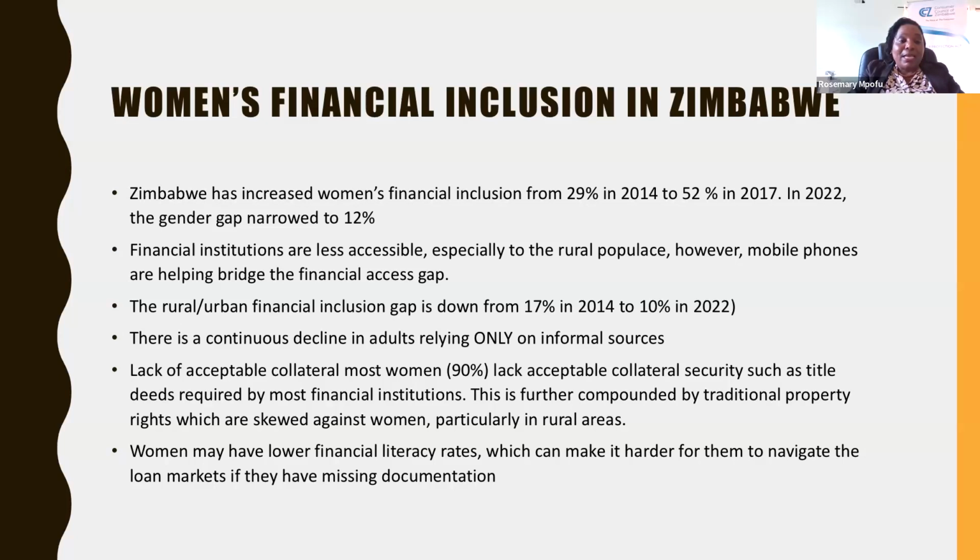Women may have lower financial literacy rates, which make it harder for them to navigate the loan markets if they have missing documentation. Ordinarily, women have been disadvantaged in the education sector. Even though Zimbabwe has a very high literacy rate, it is still a fact that women are the majority of those that may not be well educated.